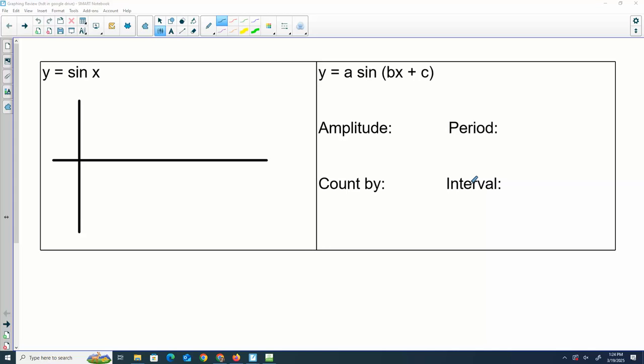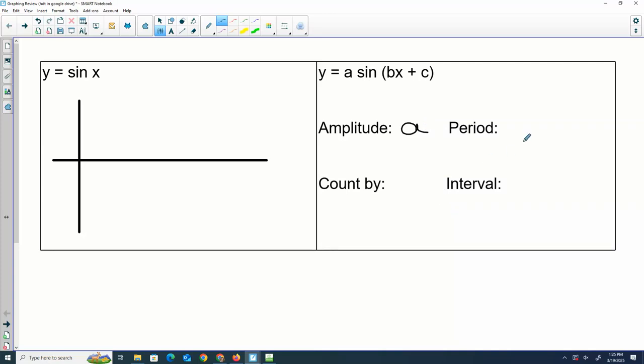Starting with the basic sine graph. How do you determine the amplitude of our sine graph? Where do we look to find the amplitude of any trig function? Yeah, the number multiplied out in front. So in this case, my amplitude would be A.